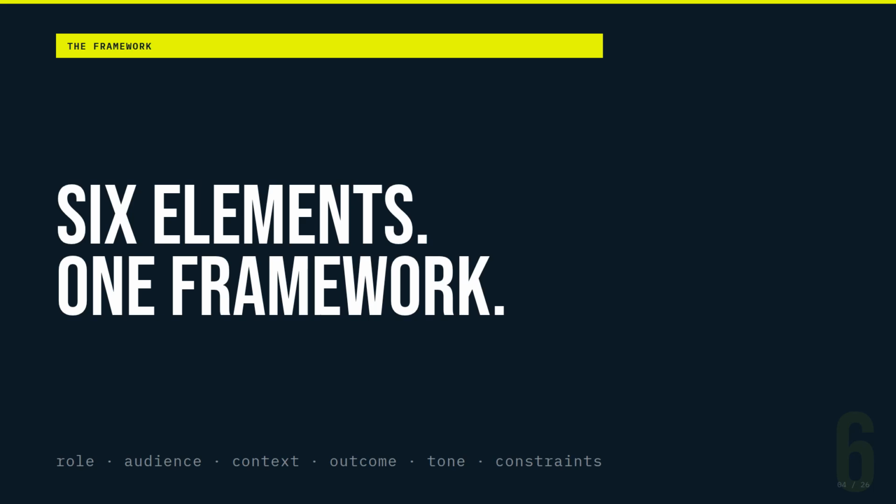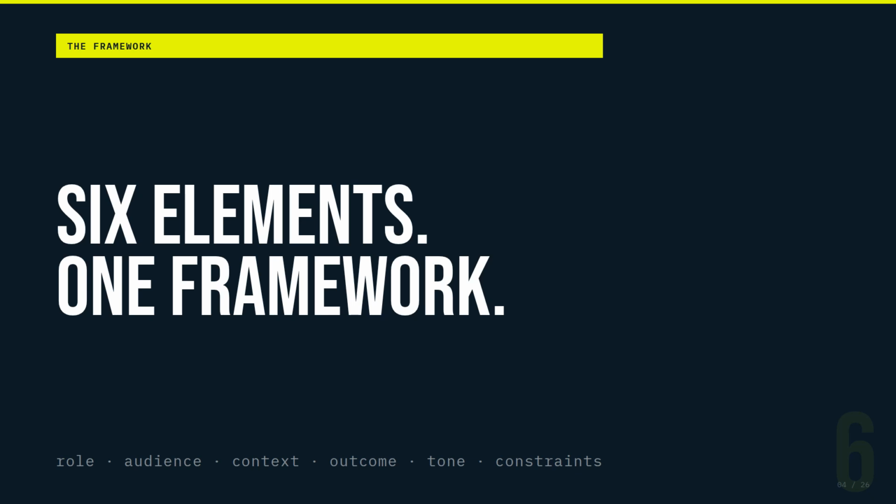The framework is called the 6-element prompt brief. 6 things to include when you describe a task to Claude AI. You don't need to use them in any particular order. You don't need to label them. You don't need to tick them off a list. The goal is to get to a point where all 6 are present naturally, the way a good explanation to a colleague naturally covers all the relevant information.